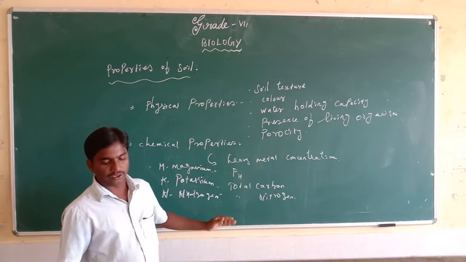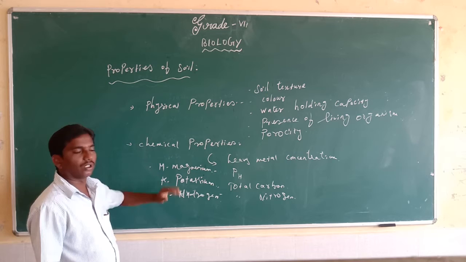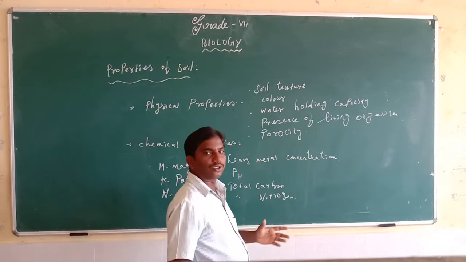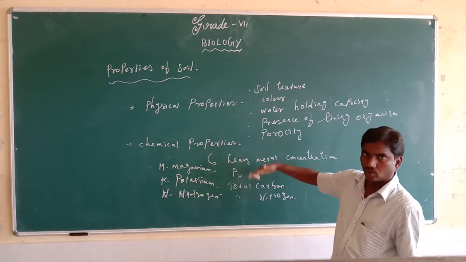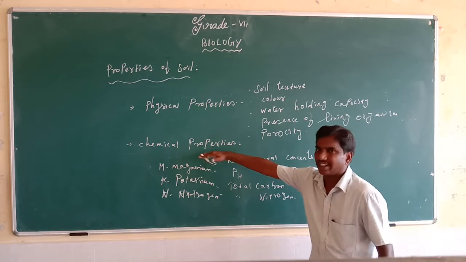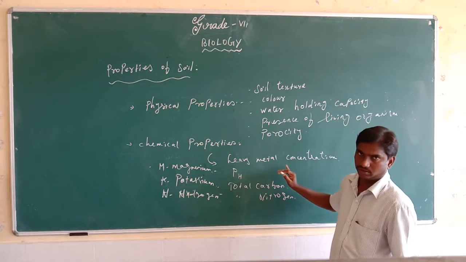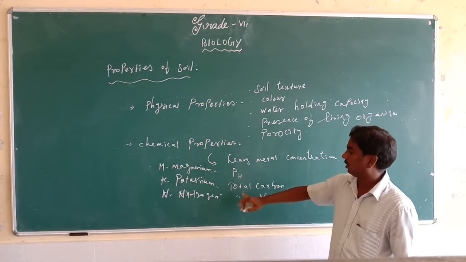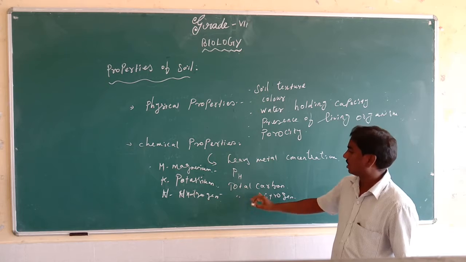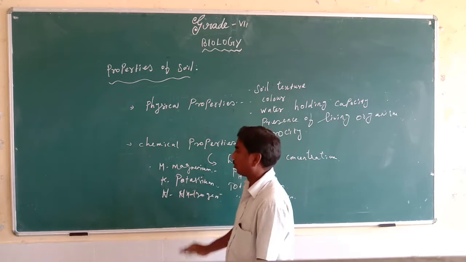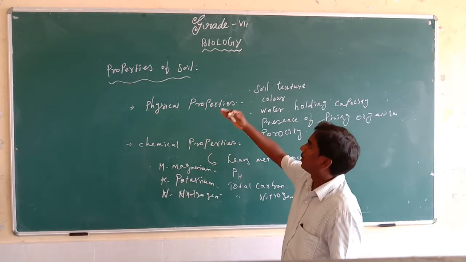These are the chemical properties of soil. What is heavy metal concentration? The soil naturally has some chemical substances in it. So the chemical properties are the heavy metal concentration, pH, total amount of carbon, total nitrogen, magnesium, potassium, and hydrogen.